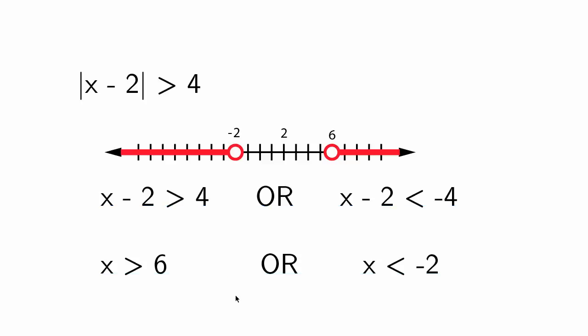So the solutions are x is greater than 6 or x is less than -2.